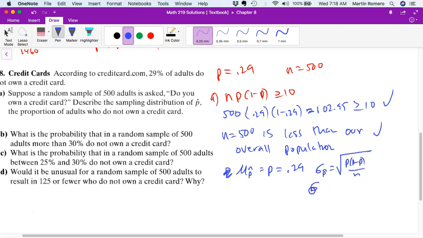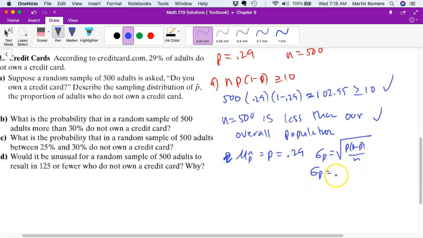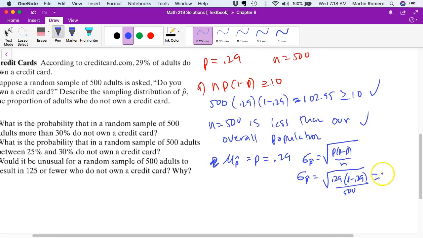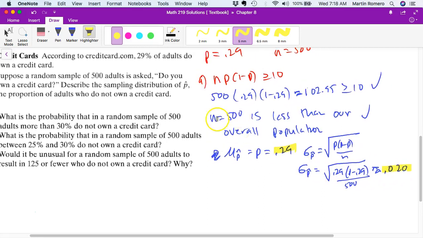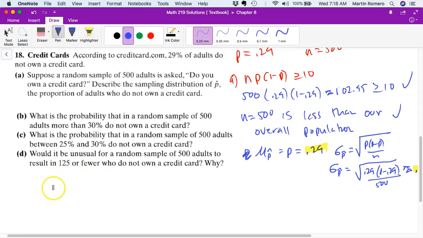So in this case, the standard deviation would be equal to the square root of 0.29 times 1 minus 0.29, which is 0.71, over 500. Doing that calculation, we get an answer of approximately 0.020. So now we have the important values that we're going to use with a normal calculator to answer our probability questions, 0.29 and 0.020. Let's go ahead and answer part B.